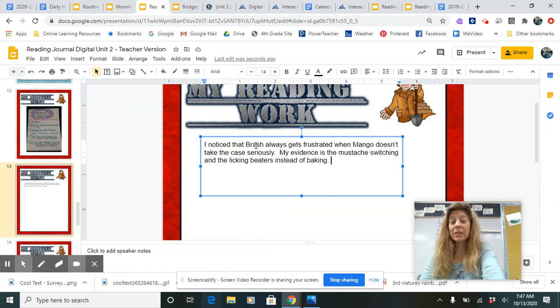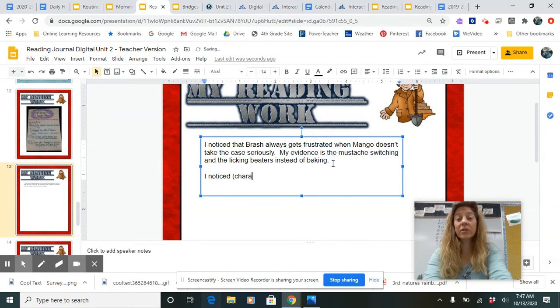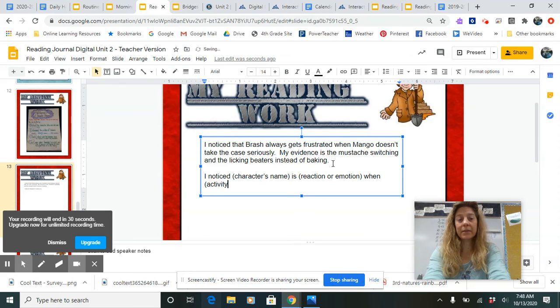So I noticed that Brash always gets frustrated. So I'm going to use the sentence stem. I noticed, and then I'm going to have the character's name, is, and then I'm going to have the reaction or emotion, when, and then we're going to have the activity that happens.